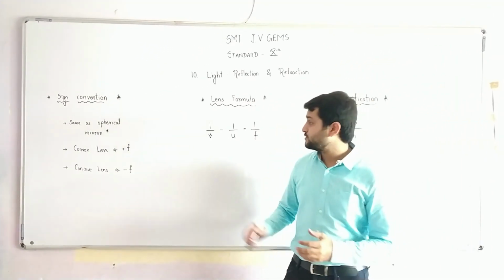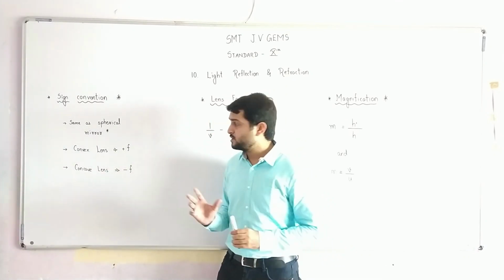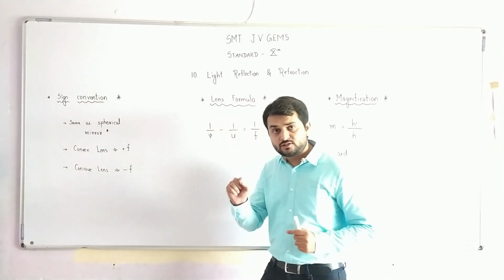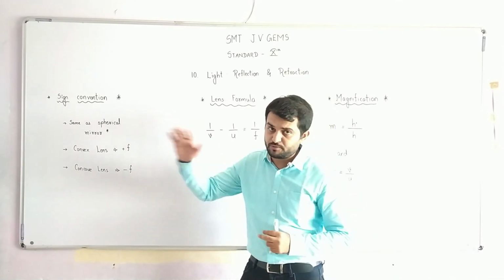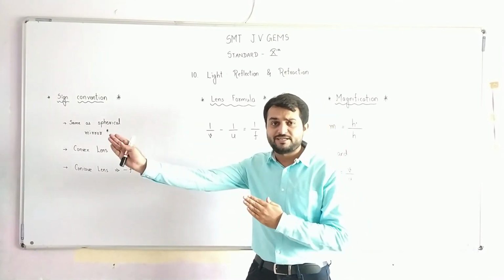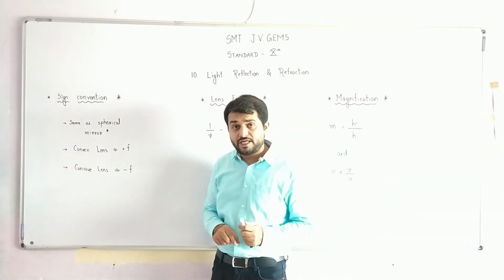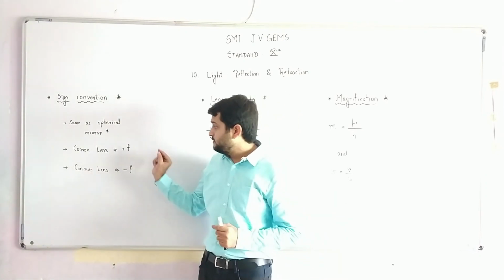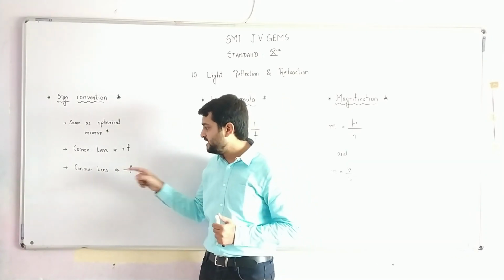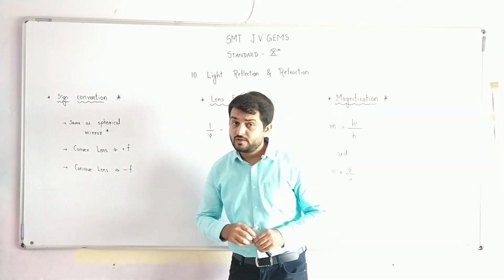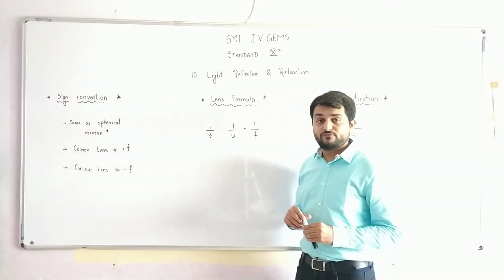Moving on to the sign conventions for the lenses. The first is somewhat the same as the spherical mirror, but here the distances are to be taken from the optical center along the principal axis or parallel to the principal axis. Then the convention is the same. This side will be negative, this side will be positive, upward positive, downward negative. Along with that, we have two more things. The focal length of a convex lens is always taken positive, and the focal length of a concave lens is always taken negative. Now, after that, we'll move to the mathematical topic of the lenses, that is the lens formula.